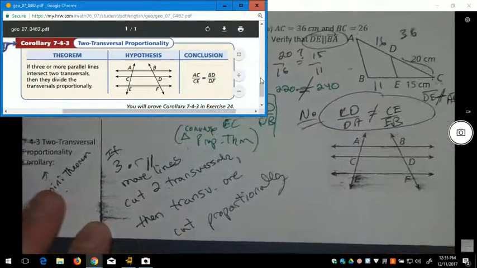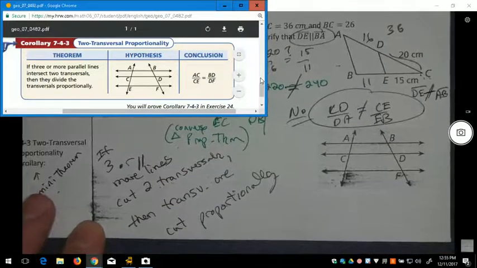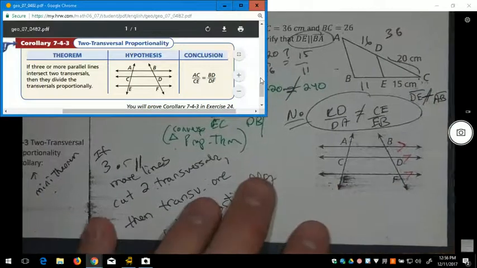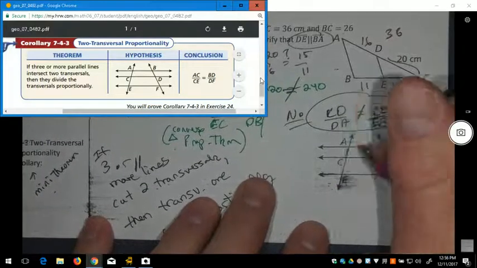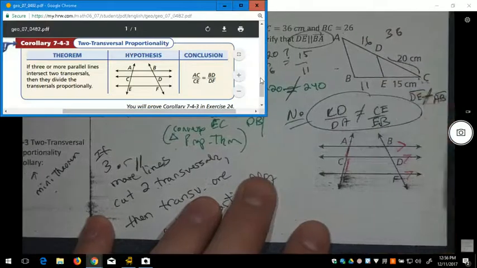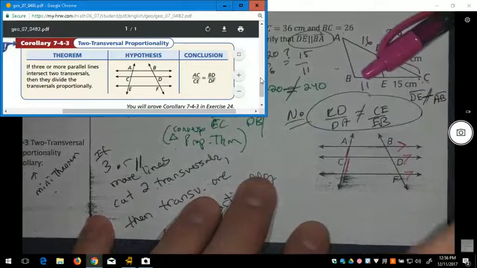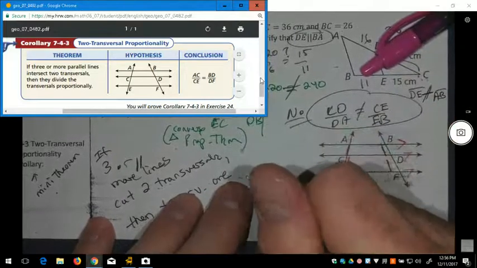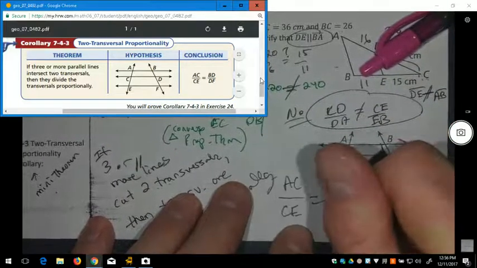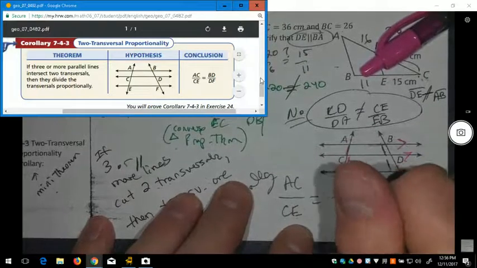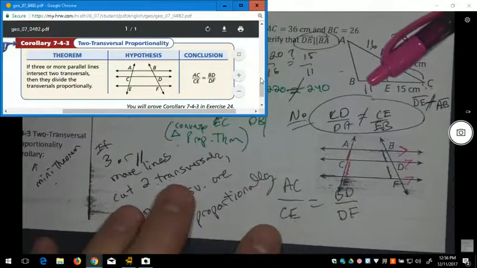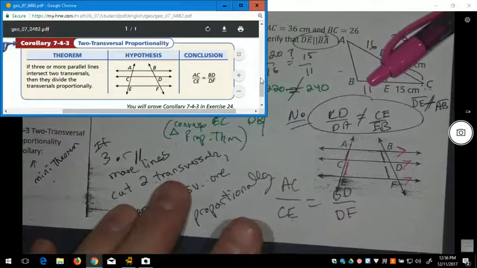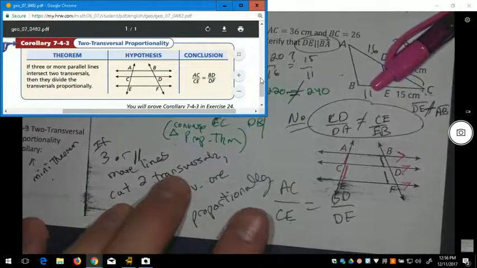What does that mean? Here's an example, that we have these parallel lines. These three lines are actually parallel to each other. This means that AC over CE will be equal to BD over DF. AC over CE equals BD over DF. Now, if these other transversals are actually parallel, then not only will they be proportional, but they'll actually be congruent.